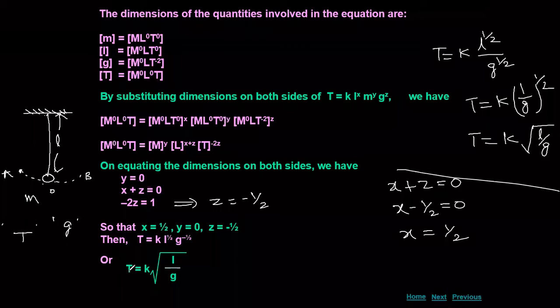So the time period is depending only on length and acceleration due to gravity. It is not depending on mass. Even though we had taken mass in the equation, in the end its power came 0, which means it is not depending. If we take some other physical quantity which is not involved, we will not get it in the final result. The time period depends on length and acceleration due to gravity only. That is what we got.